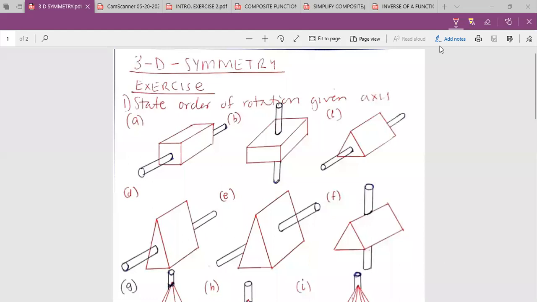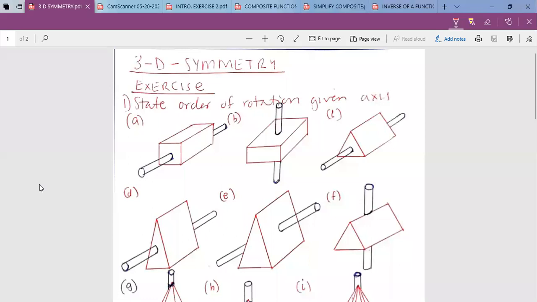So first we are going to begin by revising the exercise I gave you. After finishing revising the exercise I gave you on 3D symmetry, then we shall go to the exercise I gave you about function finding domains and range. Then after doing the exercises that I've given you, we shall proceed to something new, and that is composite functions. So we really need to be cooperative as the lesson goes on.